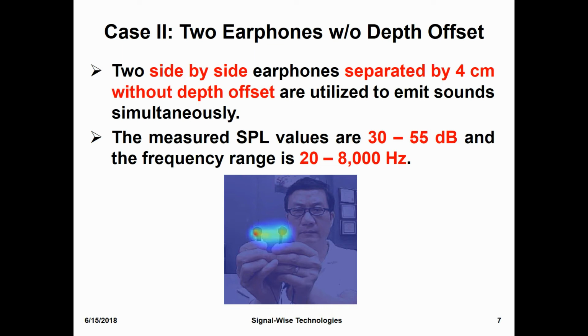In the second example, two side-by-side earphones with a separation distance of 4 cm without depth offset are used to produce broadband signals, heavy rain pouring, and white noise, both of which are downloaded from the internet. The measured SPL values are 30 to 55 dB and the frequencies are 20 to 8,000 Hz.